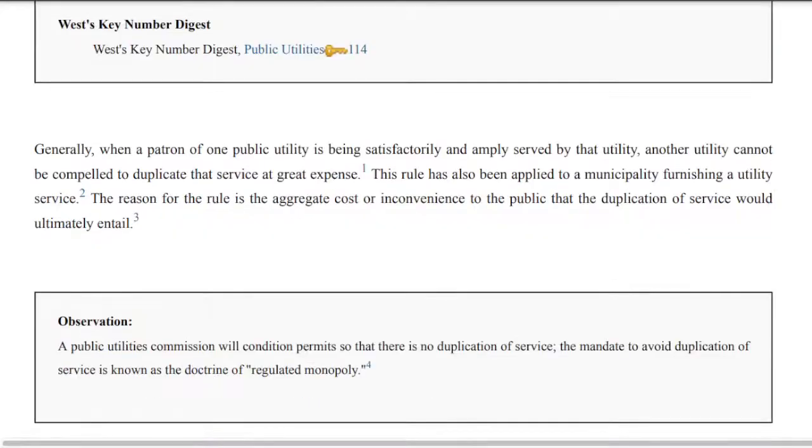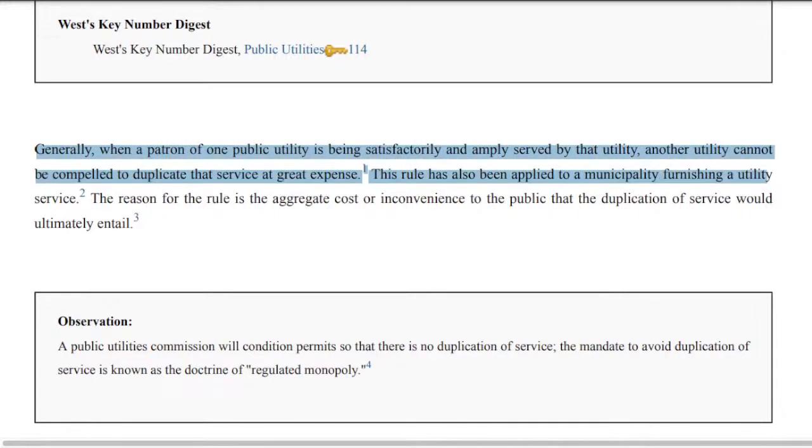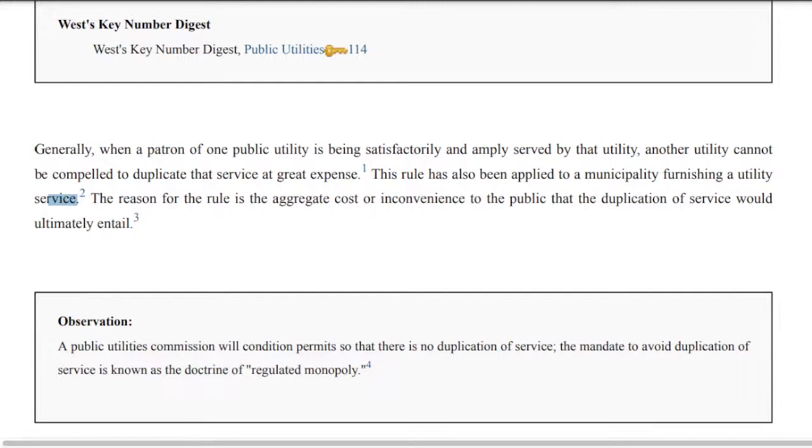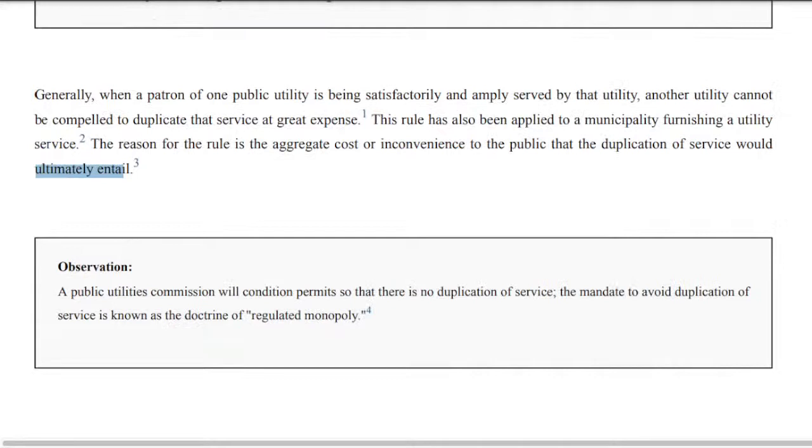Duplication of service. Generally, when a patron of one public utility is being satisfactorily and amply served by that utility, another utility cannot be compelled to duplicate that service at great expense. This rule has also been applied to a municipality furnishing a utility service. The reason for the rule is the aggregate cost or inconvenience to the public that the duplication of service would ultimately entail. So, observation: a Public Utilities Commission will condition permits so that there is no duplication of service. The mandate to avoid duplication of service is known as the doctrine of regulated monopoly.